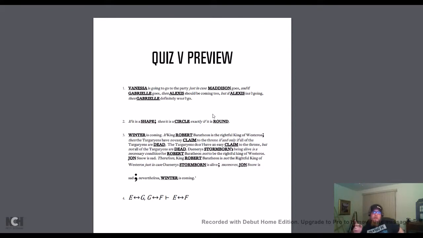So we've got the first one: Vanessa is going to the party just in case Madison goes, and if Gabrielle goes, then Alexis should be coming too. But if Alexis isn't going, then Gabrielle definitely won't go. Got that? We've also got: if it's a shape, then it's a circle exactly if it's round.